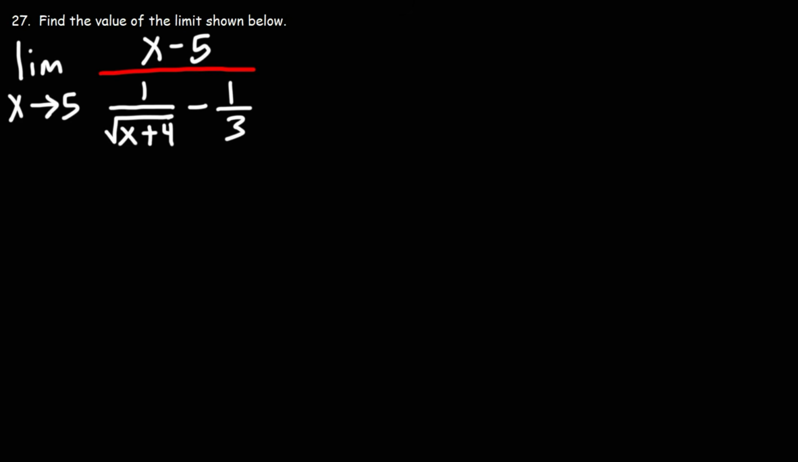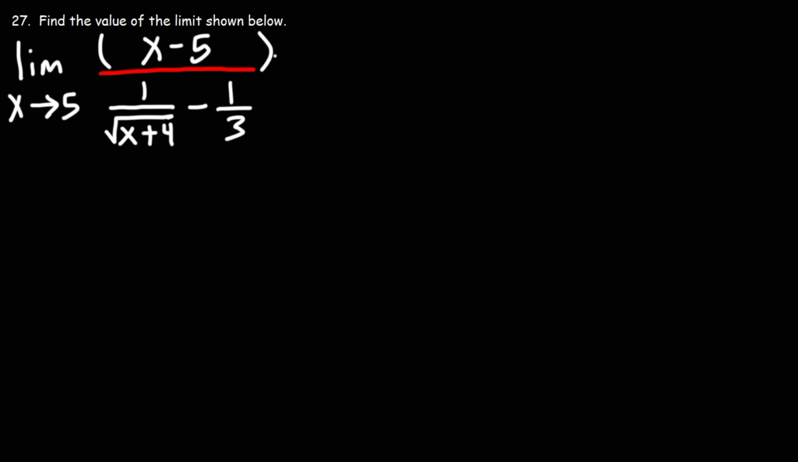Number 27. Find the value of the limit shown below. So we have a complex fraction with a square root. This one is going to be similar to the last problem, but it's a little bit different, as we can see. So let's begin by getting rid of the smaller fractions within the larger fraction.